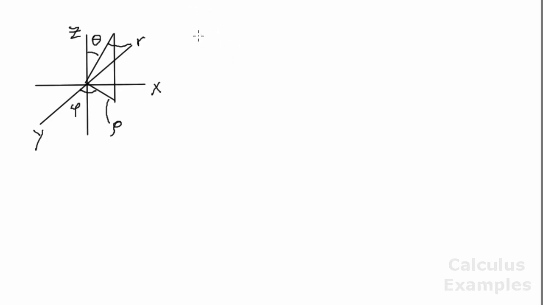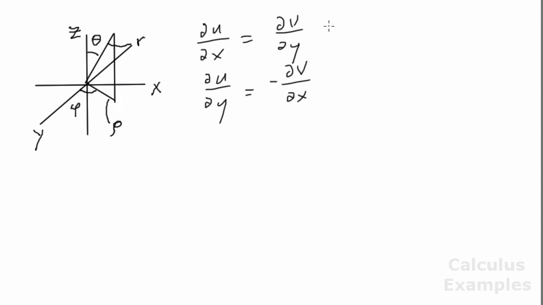So the first step is to write down the Cauchy-Riemann conditions for the xy coordinates. That was the partial of u with respect to x is equal to the partial of v with respect to y. Right? We just did it. You should remember it. The partial of u with respect to y is equal to the negative partial of v with respect to x. Right? So those are the Cauchy-Riemann conditions we just found in the review.